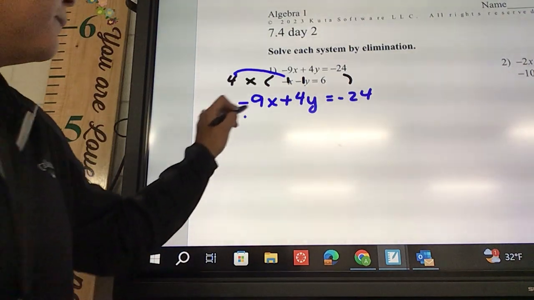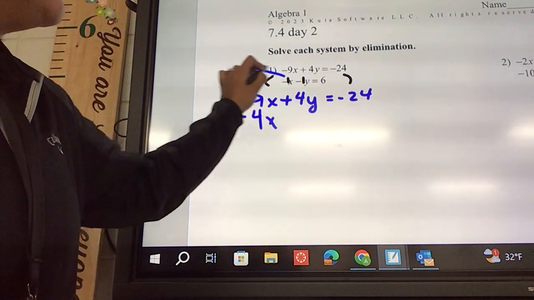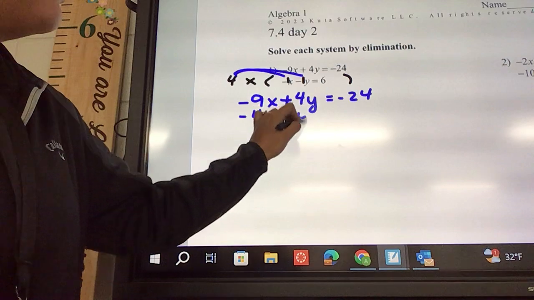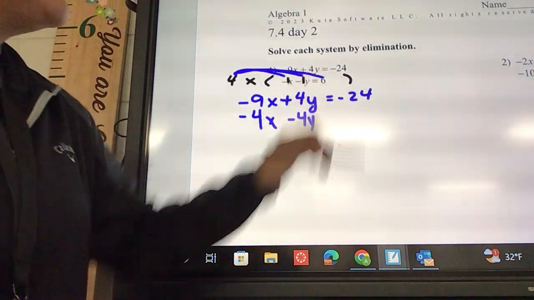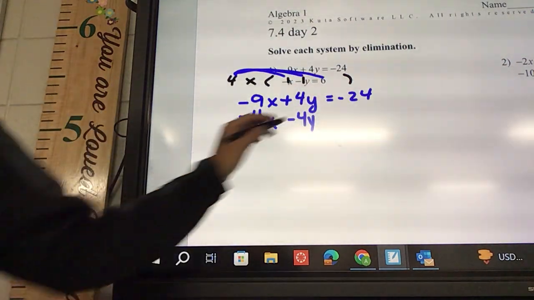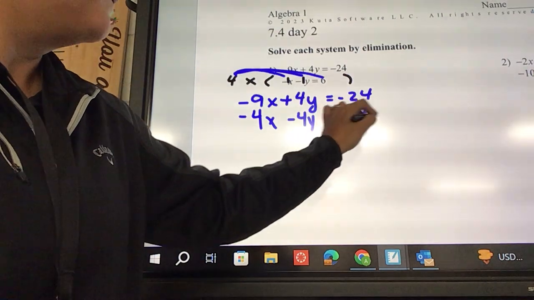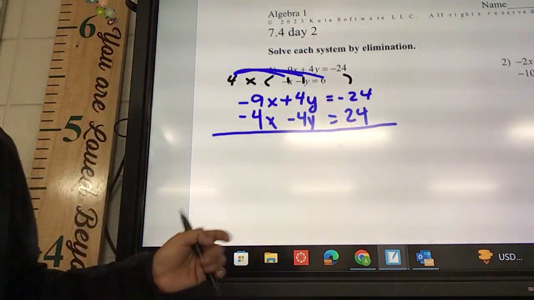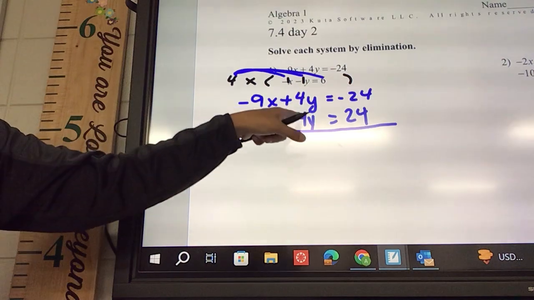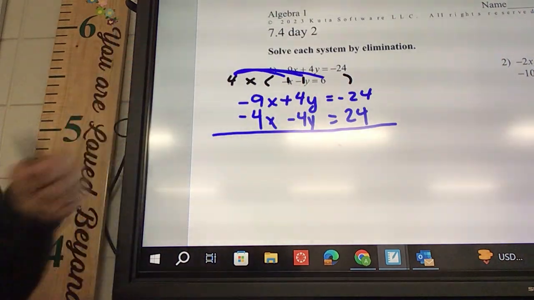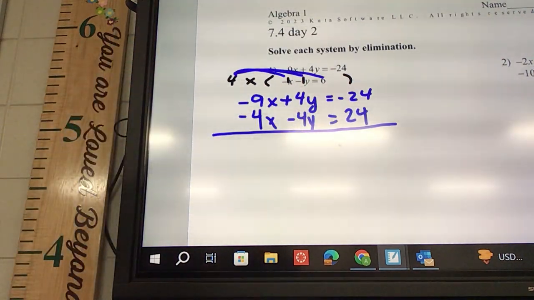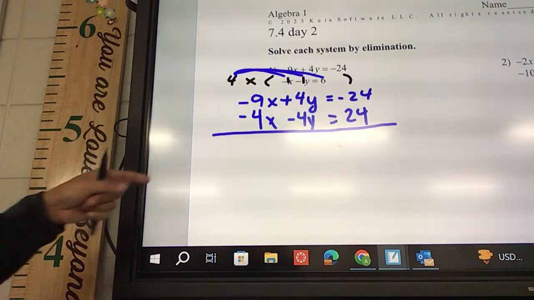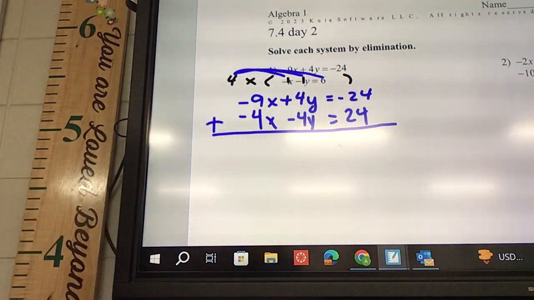Negative 4. 4 times negative 1 again is going to be negative 4y. 4 times 6, 24. Okay, now if you look, notice how the y's both have a 4, and one's a plus and one's a minus. That lets us know that they're going to cancel out, and so we can add these two equations together.